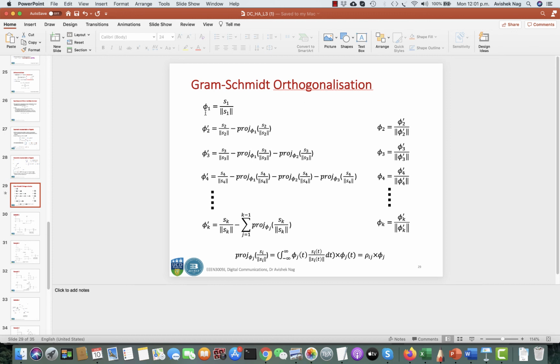Let's say when you are trying to find phi 2 dash, you are removing the projection of phi 1 from s2. When you are trying to calculate phi 3 dash, you are trying to remove the projections of phi 1 and phi 2 on s3 from s3. So this is the intuition behind the Gram-Schmidt orthogonalization procedure.